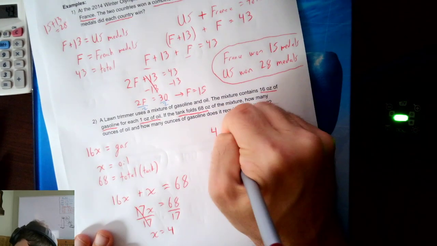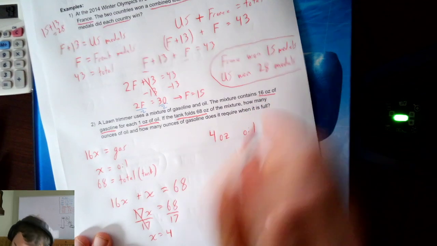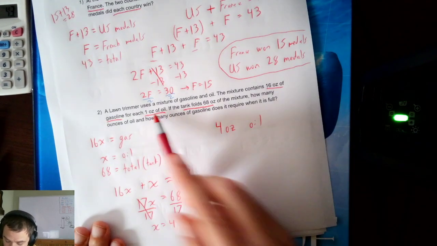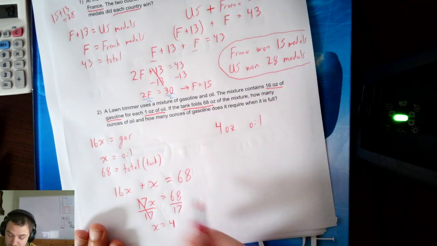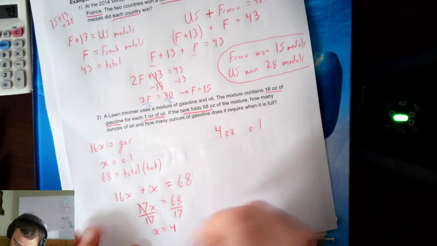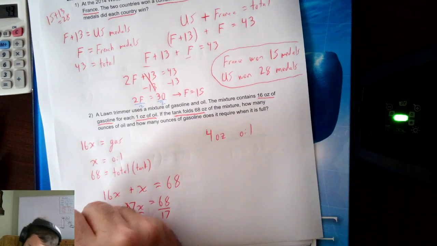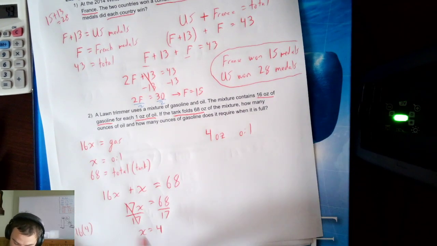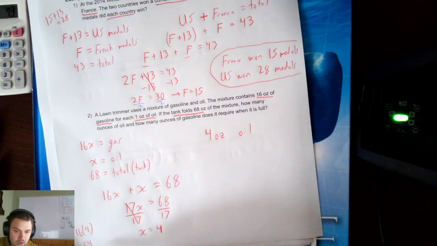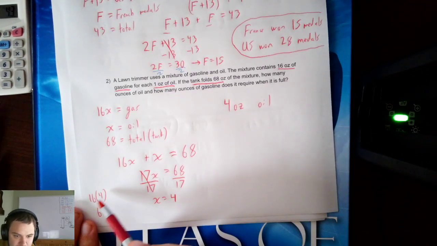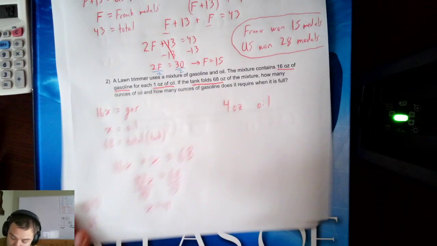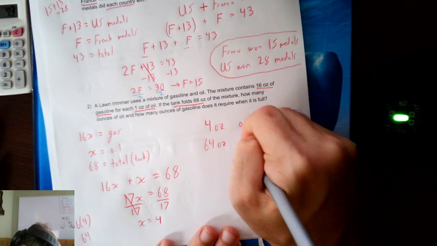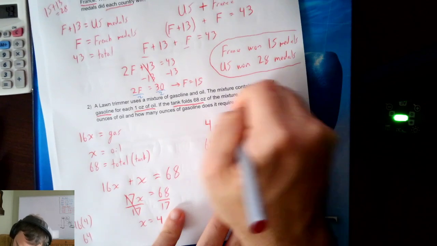So 4 ounces of oil. How do I know it was 4 ounces of oil? Because x is oil, and we're measuring things in ounces. Now for the gas, 16 times 4. Maybe I do some scratch work over here. 16 times 4, right? 16x is the gas. Well, that's 64. I did a little bit of scratch work down here in the corner. 16 times 4 is 64. So I know I have 64 ounces of gas.